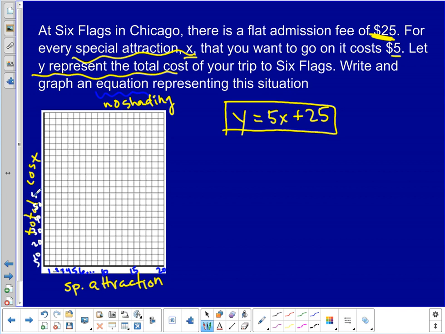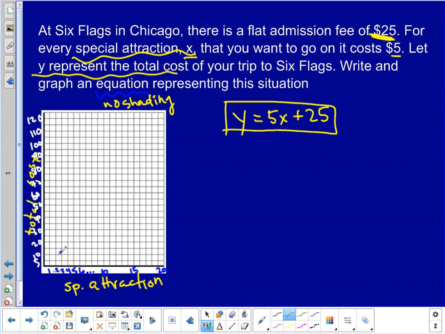50, 60, 65, 70, 75, 80, 85, 90, 95, 100. So again, I'm counting by fives, even though I'm not labeling every single one. I'm just labeling where I feel like I have room. So 115, 120. All right, so now let's graph it from there.